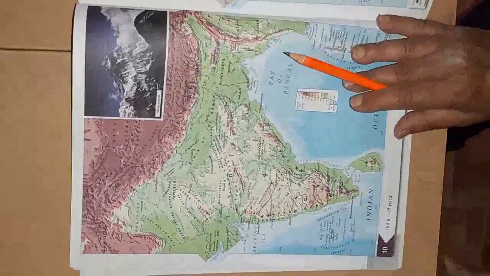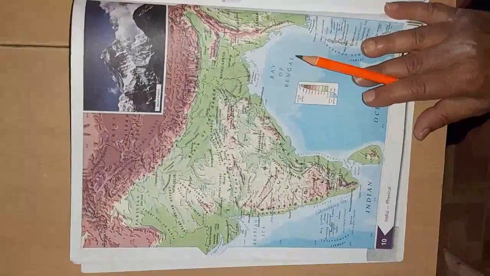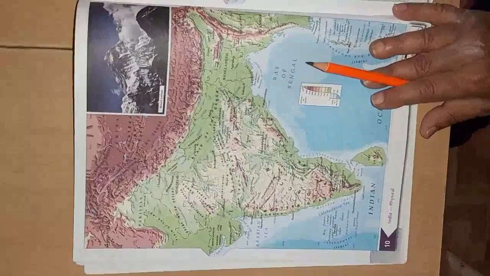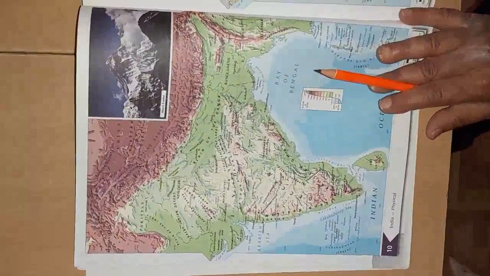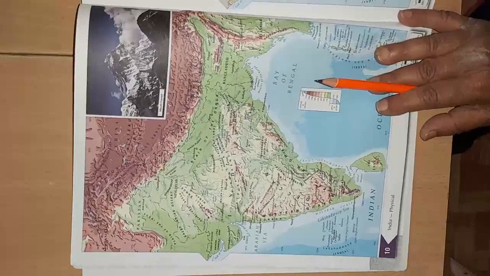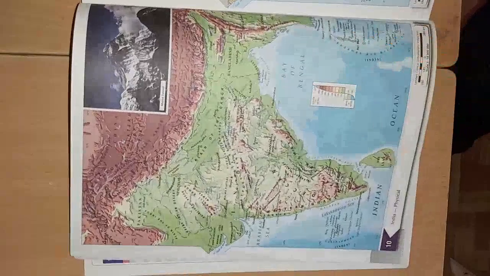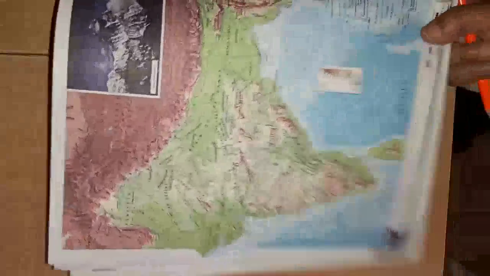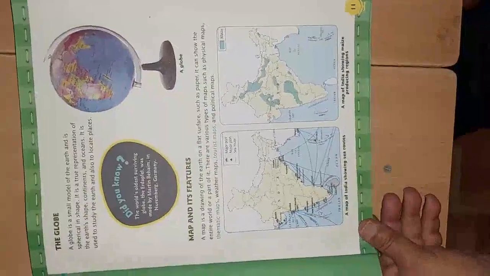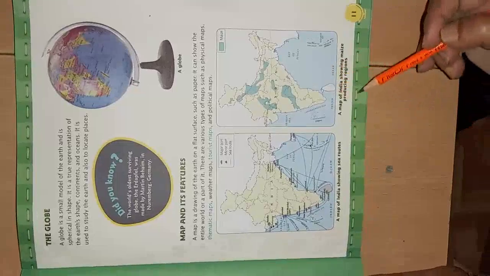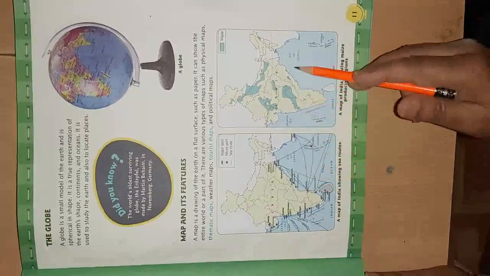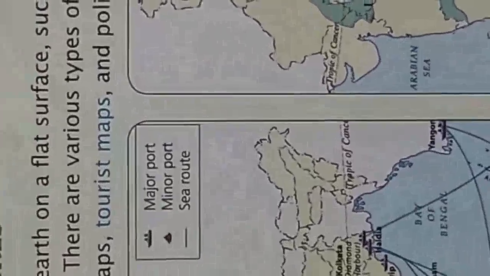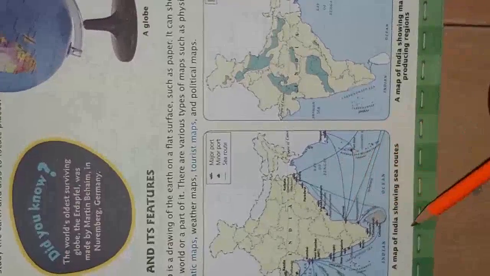Now I have told you the third map is the thematic map. You can find it in your book also. If you go to page number 11, you see what is written here. You can see these two maps. The first one is a map of India showing sea routes. The sea routes are there, and their symbols are there also.